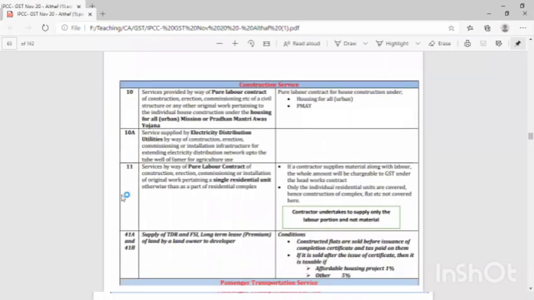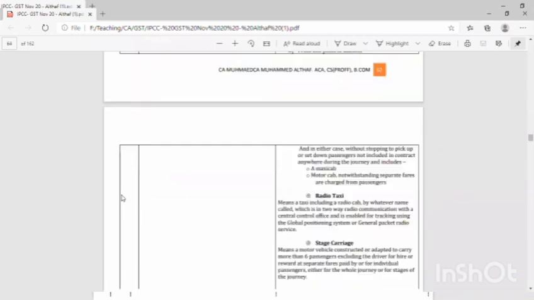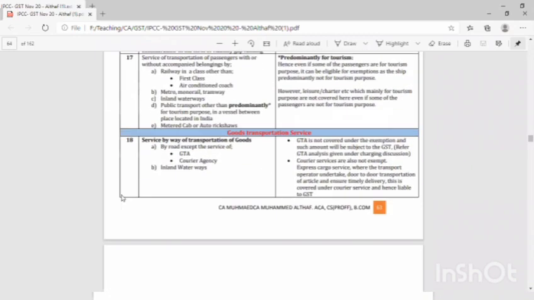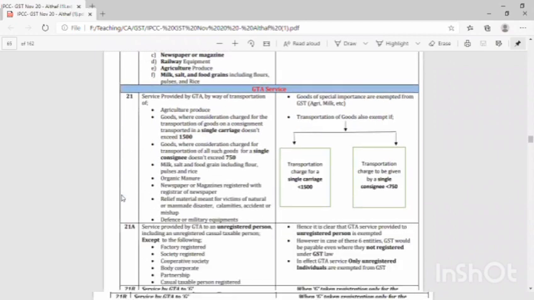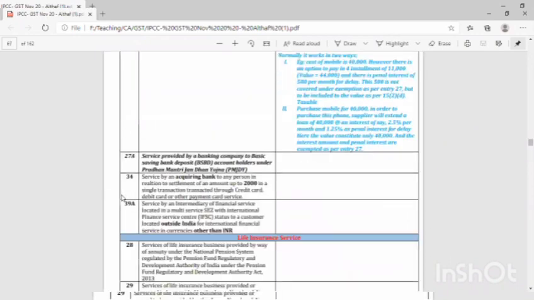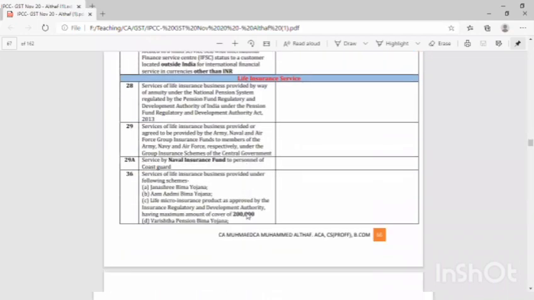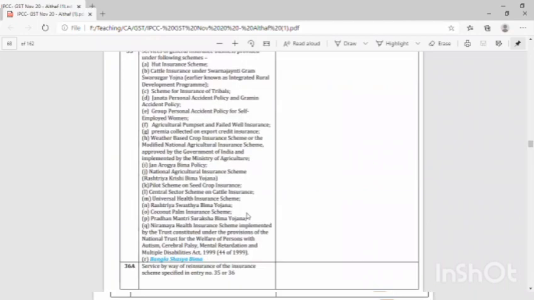And construction service also, there is not much amendment. There is no amendment. Passenger transportation, there is no amendment. Goods transportation, there is no amendment. GTA service, there is no amendment. And banking service also, there is no amendment as such, but they have given a clarification on whether the interest on EMI is eligible for exemption, and they clarified that interest on EMI is not eligible for exemption. That is the clarification. You can just go through the example here if you want. Next is LIC, and there is no amendment here.